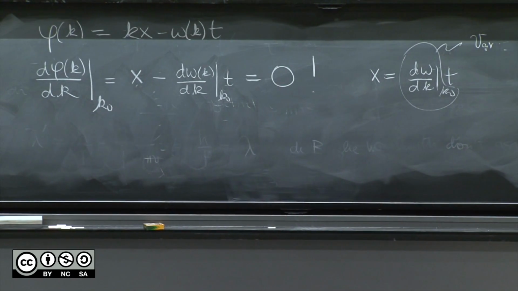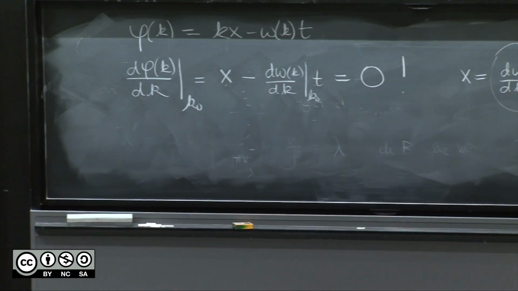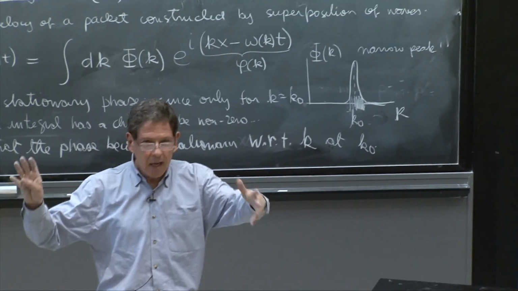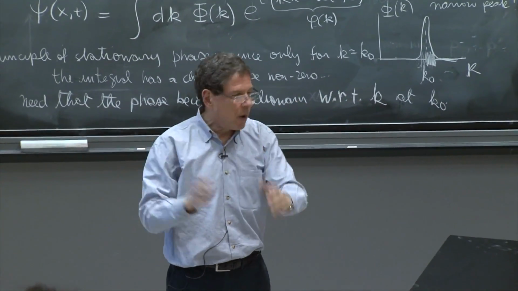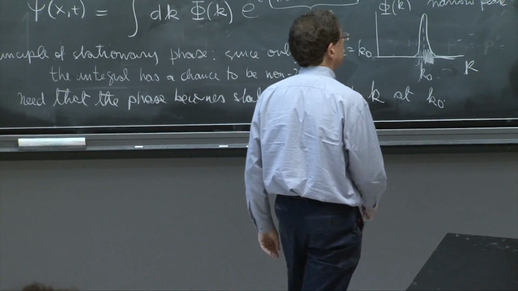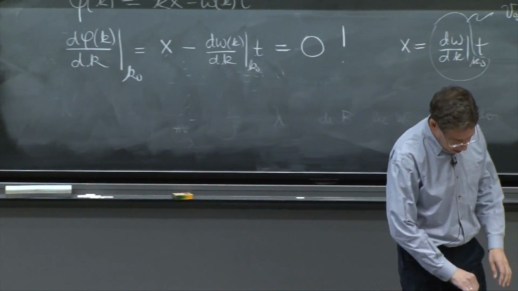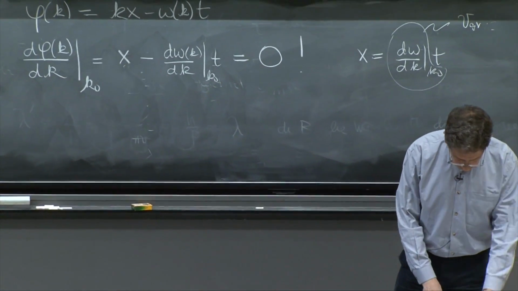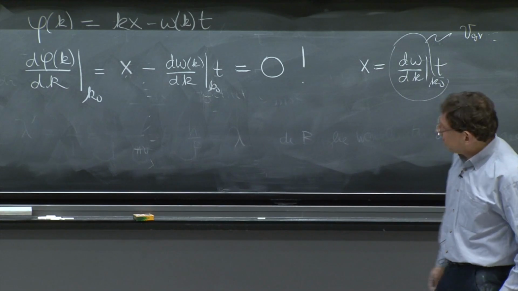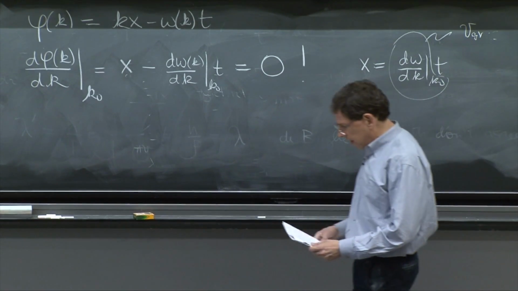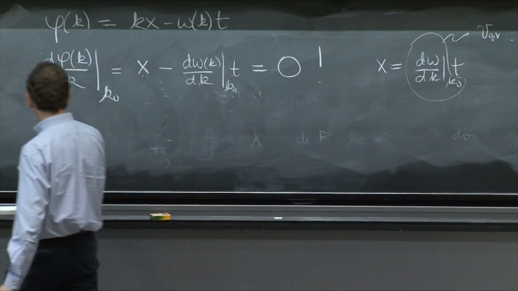Let me demonstrate now, by doing the integral, that the shape of this wave is really moving with that velocity. So in order to do that, I basically have to do the integral. And of course, if it's a general integral, I cannot do it. So I have to figure out enough about the integral.